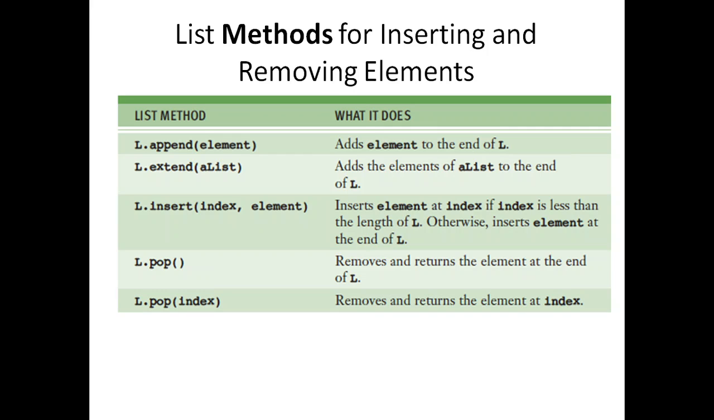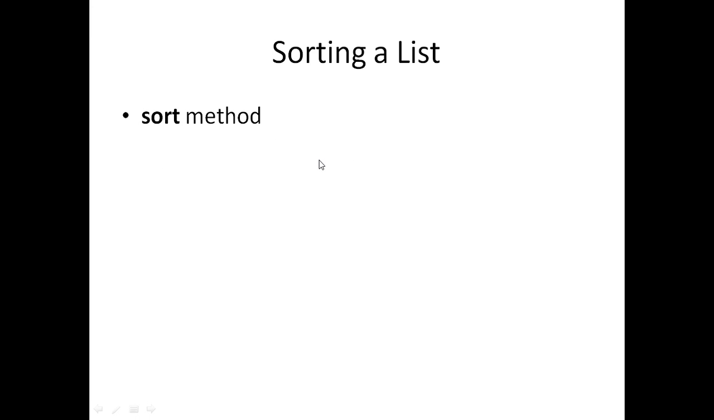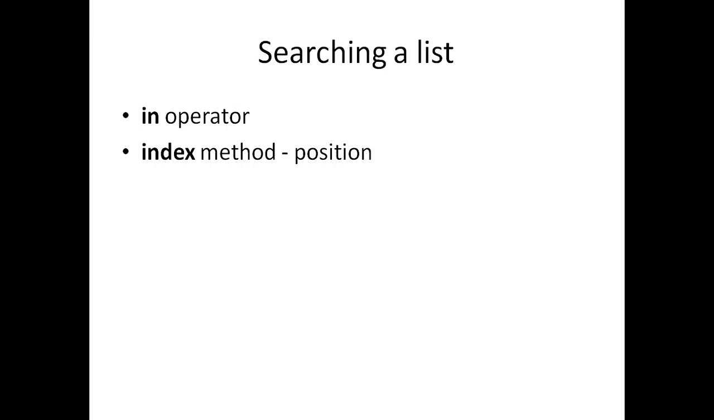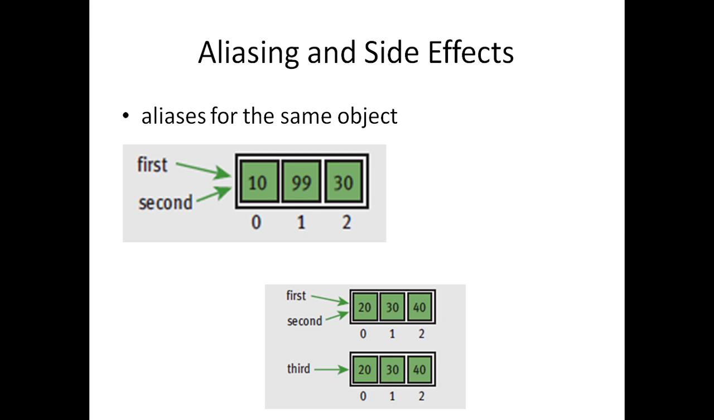Okay. So we have already seen all this list, text and pop. Then searching, we have seen using the in operator, and the index method is used to find the position. We have already seen these things. Then sorting, you can use the sort method. The sort method can be used to sort the list. We have already seen this sort also. Then next is aliasing and side effects. Okay, aliasing. So we will see that example also.